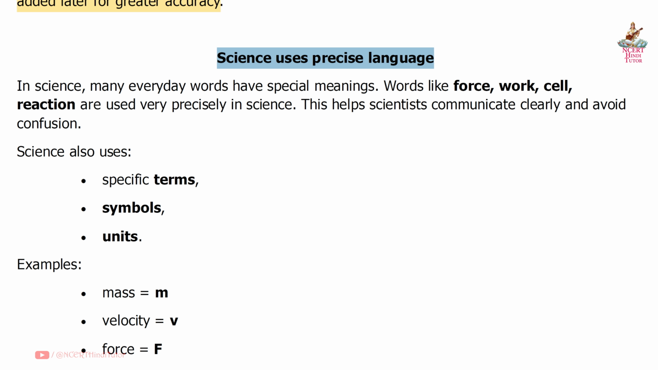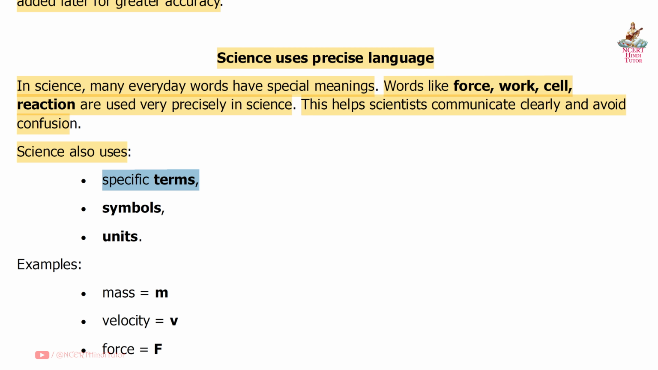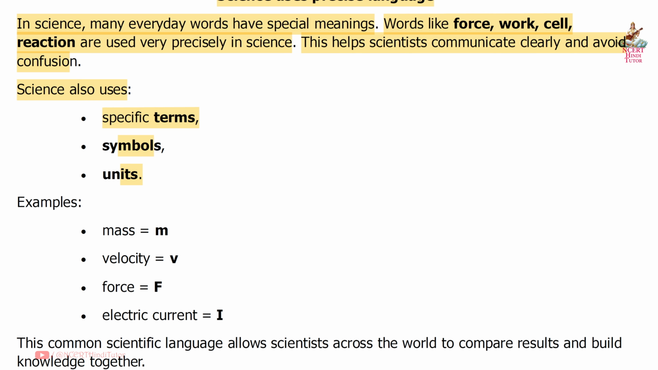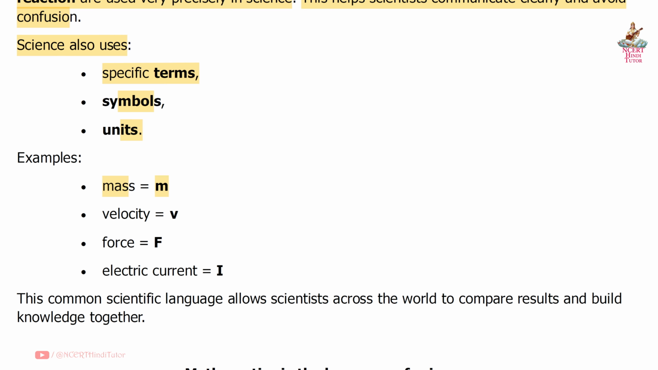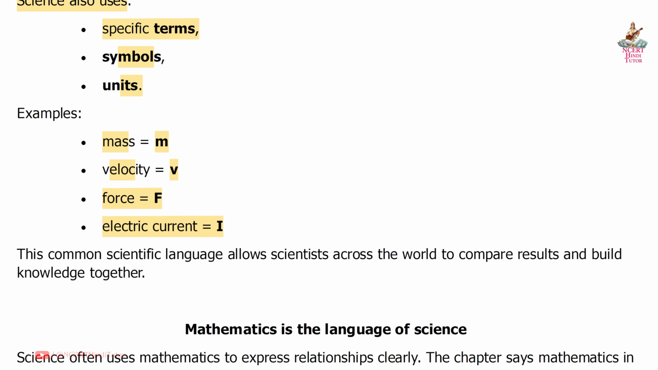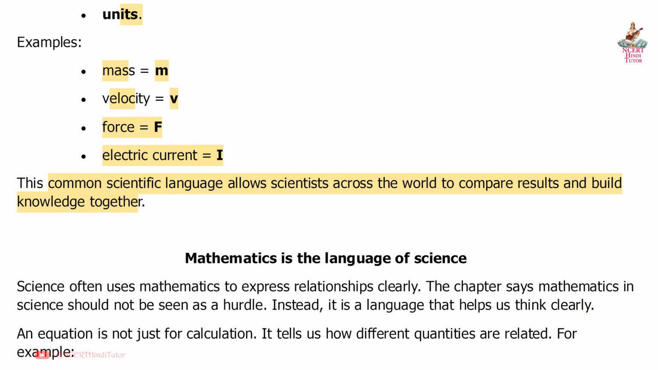Science uses precise language. In science, many everyday words have special meanings. Words like force, work, and cell are used very precisely in science. This helps scientists communicate clearly and avoid confusion. Science also uses specific terms, symbols, and units. Examples: mass m, velocity v, force F, electric current I. This common scientific language allows scientists across the world to compare results and build knowledge together.